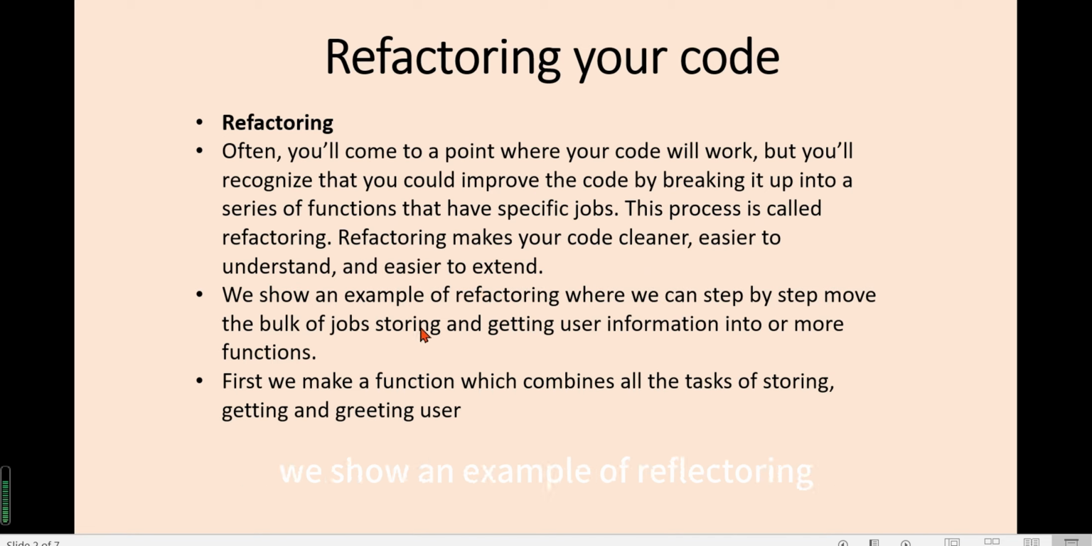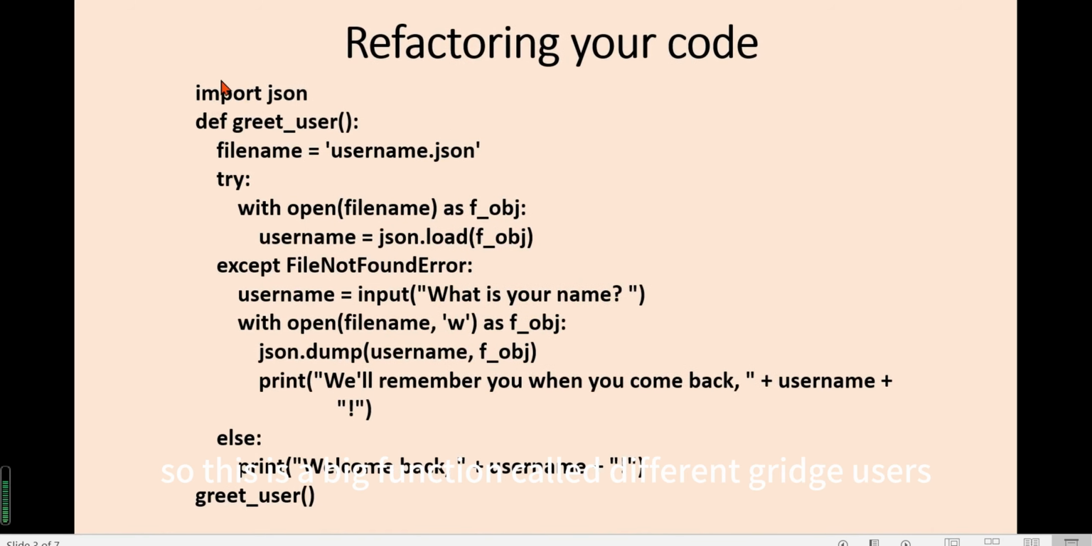We show an example of refactoring where we can step by step move the bulk of jobs, storing and getting user information, into one or more functions. First, we make a function which combines all the tasks of storing, getting, and greeting user. So this is a big function called greet_user. In the function, create a file name called username.json. Then there is a try, except, and else block.